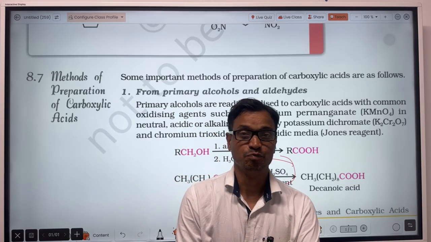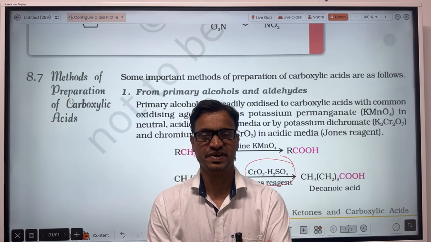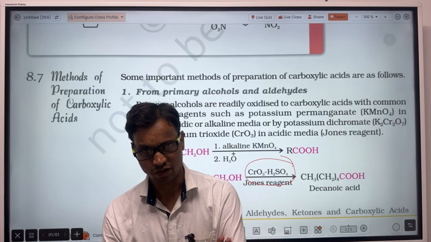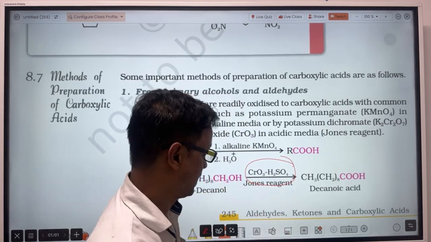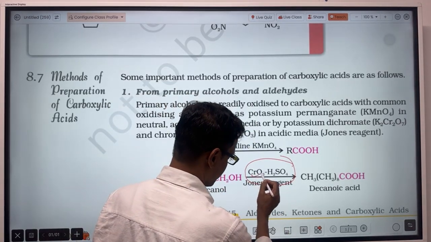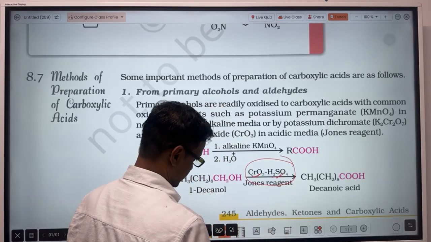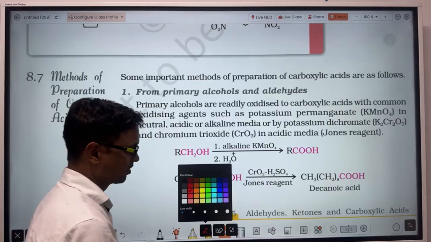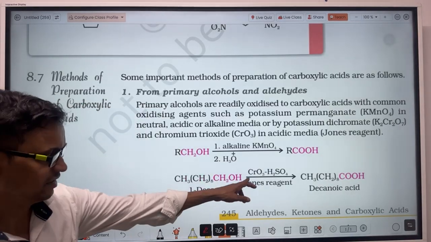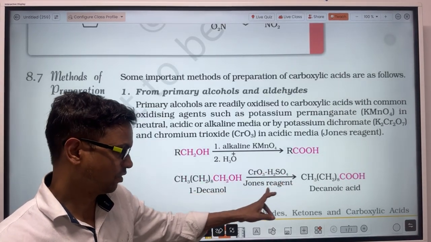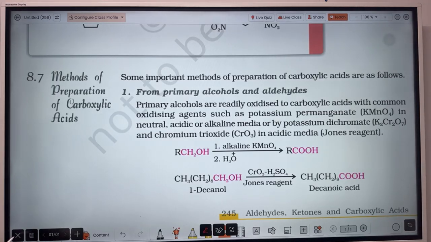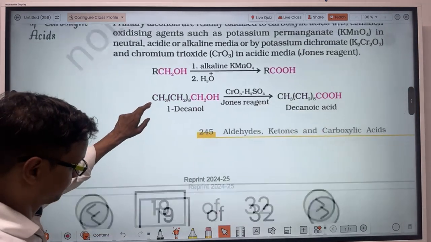But who is preparing for the JEE Main, the NEET examination, as well as the CUET examination, always keep in mind that the mixture of chromium trioxide and H2SO4 is called Jones reagent. The mixture of chromium trioxide and H2SO4, that is called Jones reagent. Who is preparing for the NEET examination, always keep in your mind.